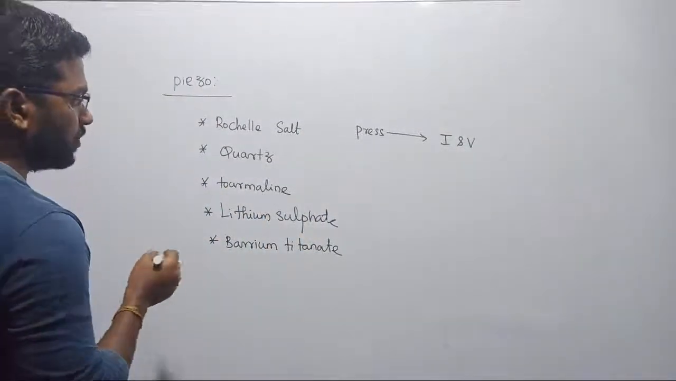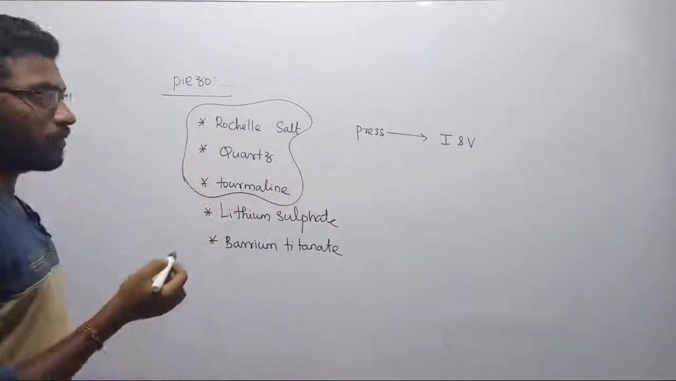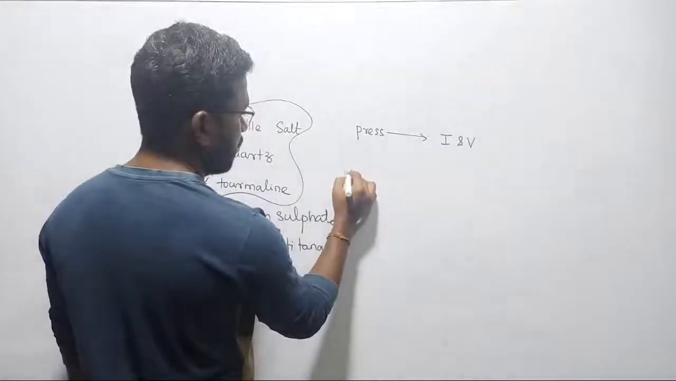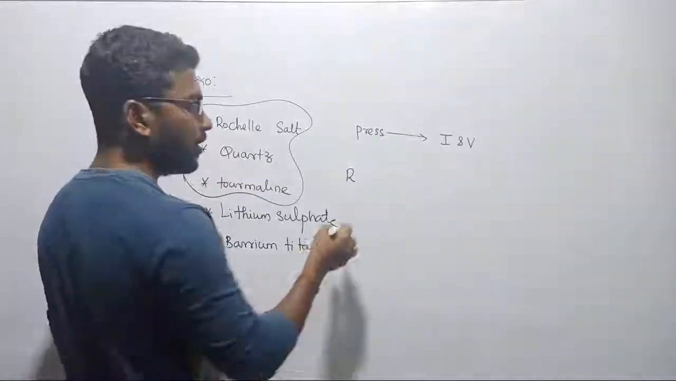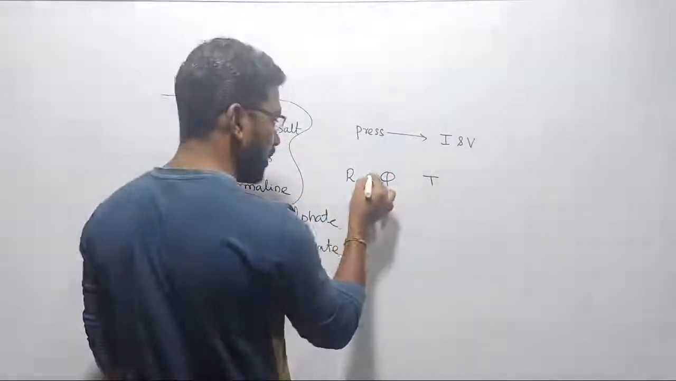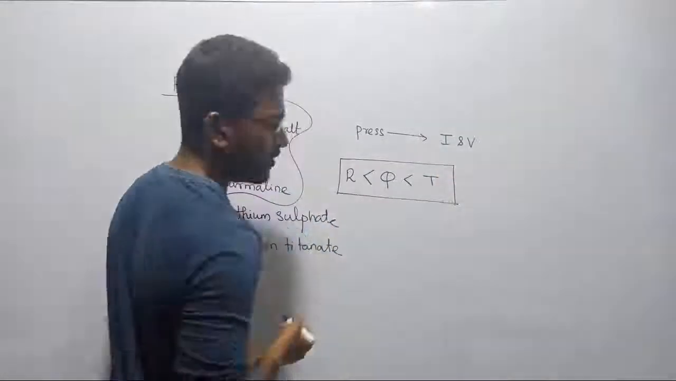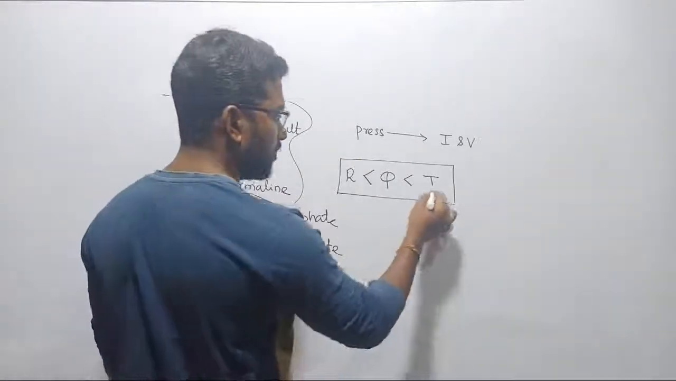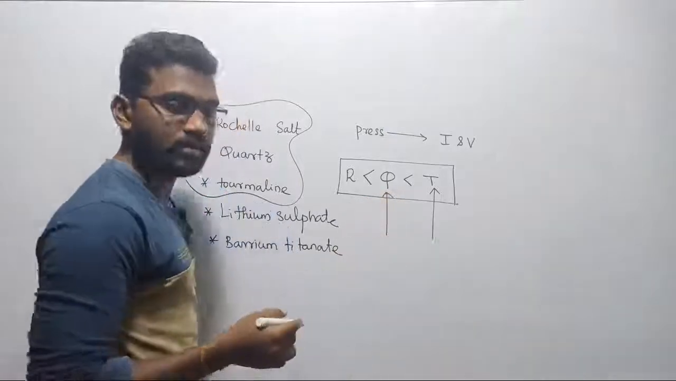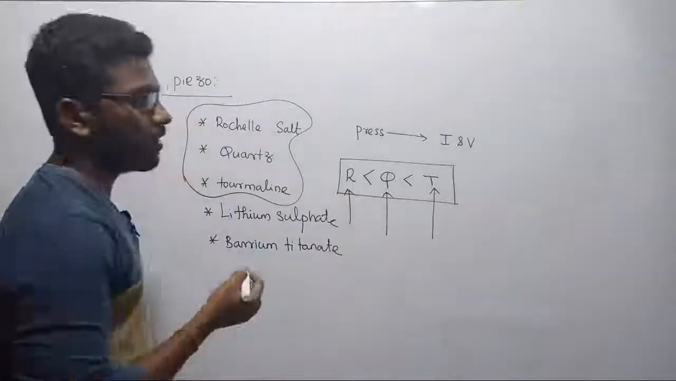Fine, sir. Next, the three materials that are used most in this are these three, right? Now here let me arrange the order. First we are considering Rochelle salt, then quartz, and then tourmaline, right? I am writing it in ascending order based on the mechanical strength. If you want more mechanical strength, you are supposed to use tourmaline. Moderate, you are supposed to use quartz. If you want low mechanical strength, we give priority to Rochelle salt.